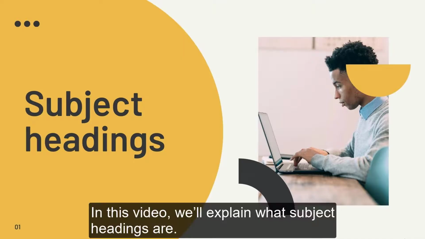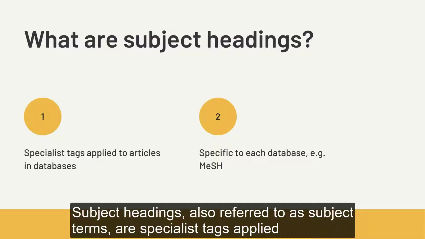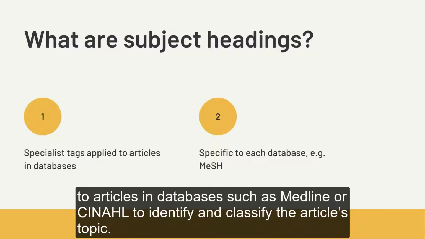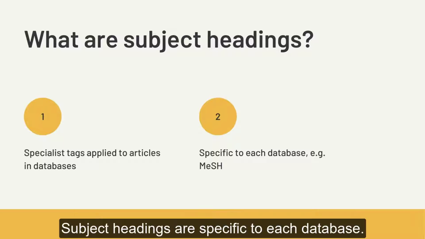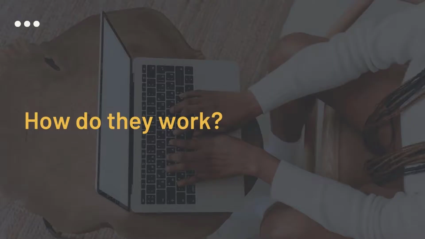In this video, we'll explain what subject headings are. Subject headings, also referred to as subject terms, are specialist tags applied to articles from databases such as Medline or CINAHL to identify and classify the article's topic. Subject headings are specific to each database. In Medline, for example, they are called MeSH, which stands for Medical Subject Heading.